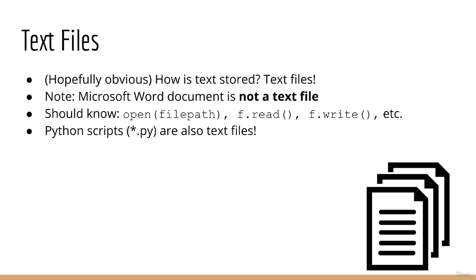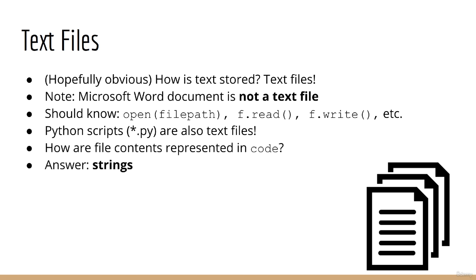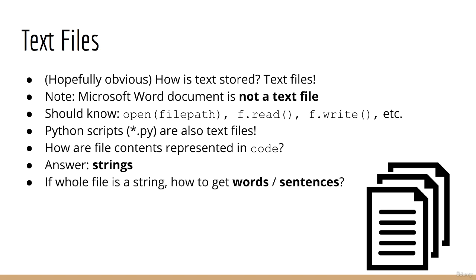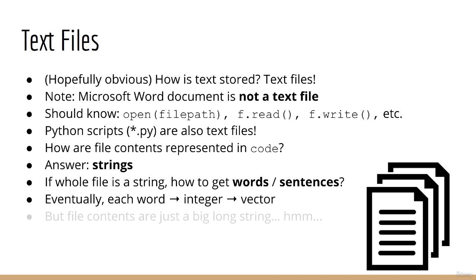You should love them. Okay, so let's say I read in a plain text file using Python. How are those file contents represented in Python code? Well, the answer is as a string. But wait, if the whole file is a string, how can I get the individual words and sentences? Remember that in order to convert my words into word vectors, those words must be represented individually as integers. But starting out, I have nothing but a humongous string full of multiple sentences and each sentence containing multiple words. No good.